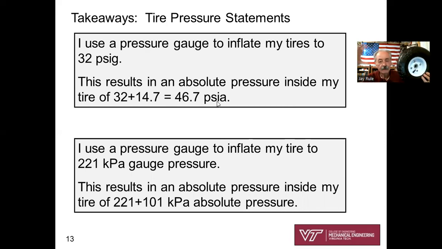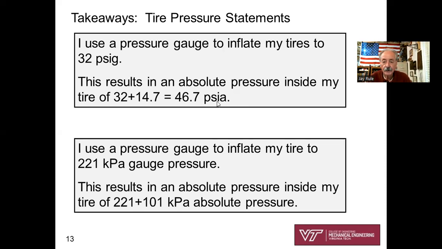Outside the tire, there is a pressure pushing on the rubber tire, and that's 14.7 psia. Inside, pushing outwards, 46.7 psia. Outside the tire, pushing in, 14.7 psia.